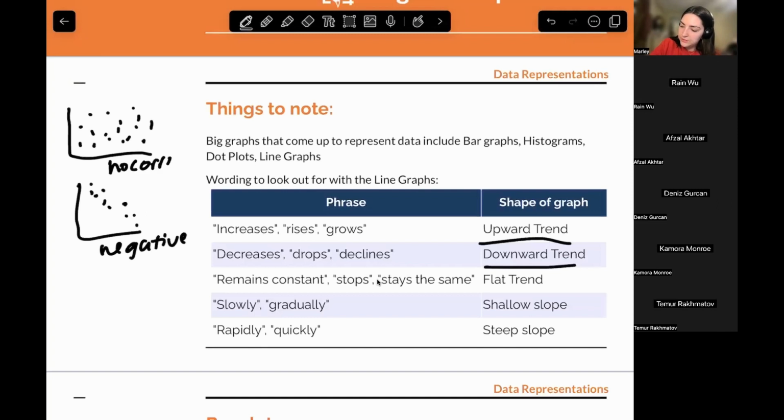No correlation. And then there's also positive. So if the trend looks upward, it's increasing. If it looks downward, it's decreasing.